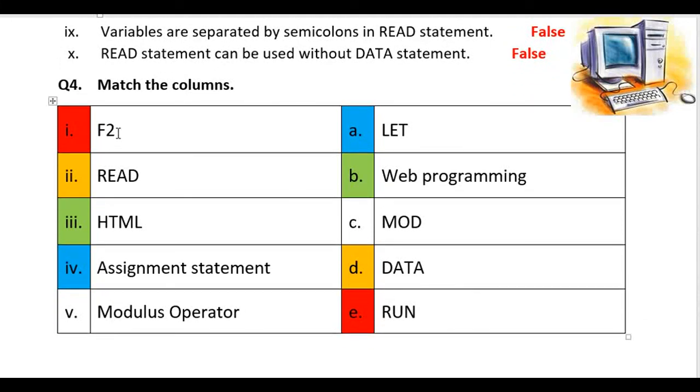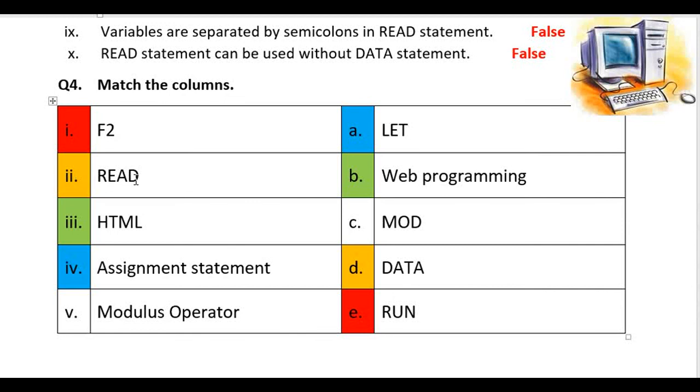The first one is F2. According to the book, F2 is used for the run command, but in the QB64 IDE that we are using for programming in these videos, the shortcut for running the program is F5. This is for the old IDEs, where F2 was used for running the program. Actually F5 is used in the current IDE for the run command.